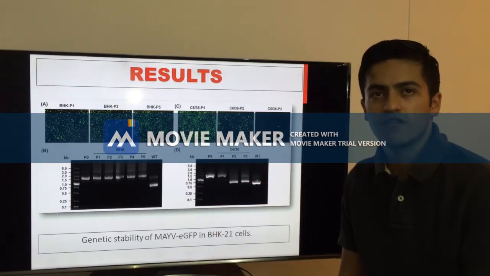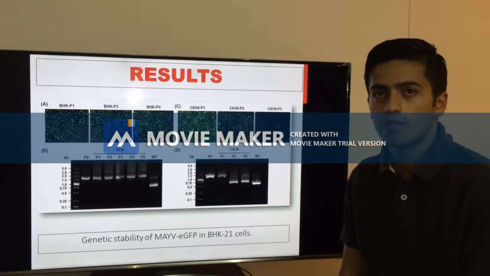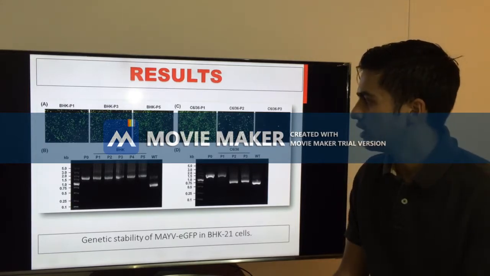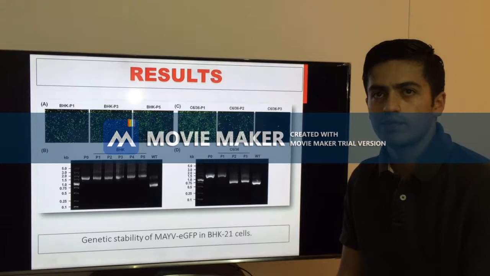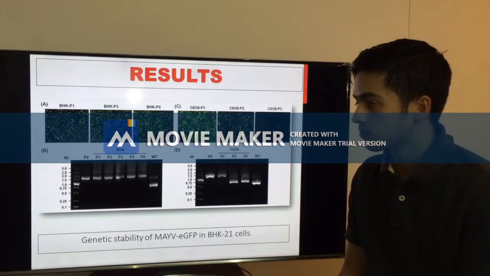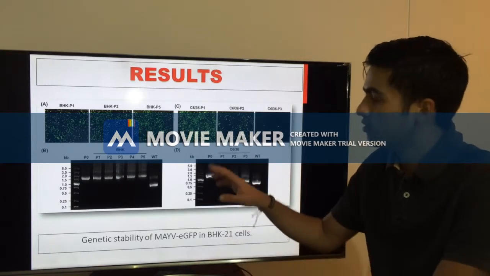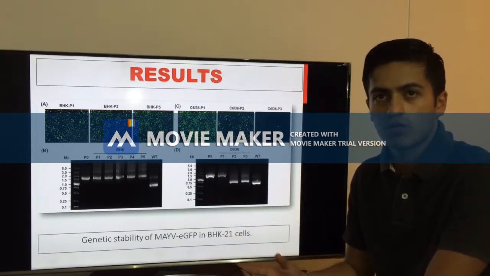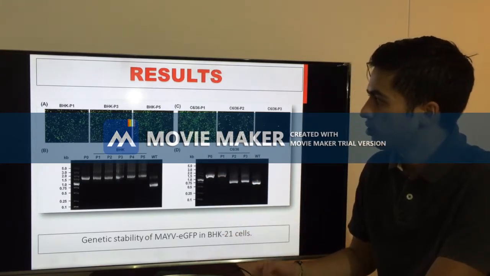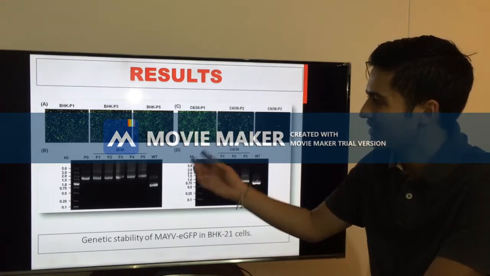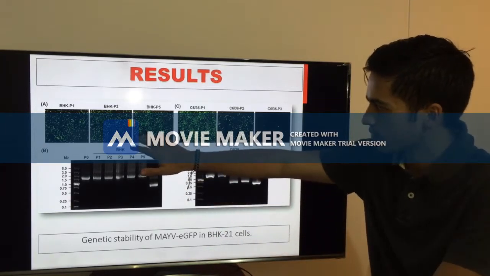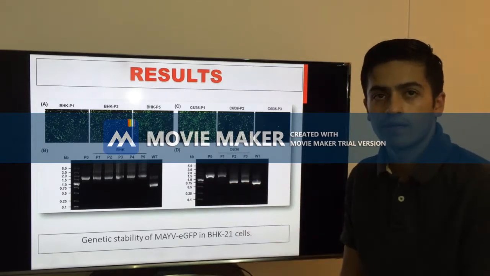Here, in image A, we are going to see the eGFP expression of the different passages of Mayaro virus eGFP in BHK21 cells. The Mayaro virus eGFP was serially passed in BHK21 cells for 5 rounds. So here we can see how it increases in each image.